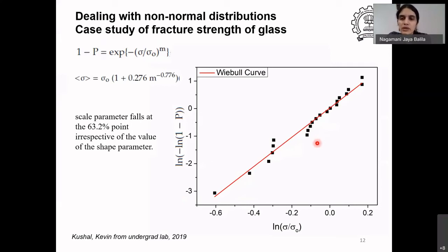So you can check the quality of the fit also using R square if you like, but the m value comes out to be around 5 here. Now a value of less than 10 tells us that the variation in defect distribution in this material is high. Okay, so it's not a good quality glass to use in that sense. So you can do a quality control check by using these kinds of distribution measurements.